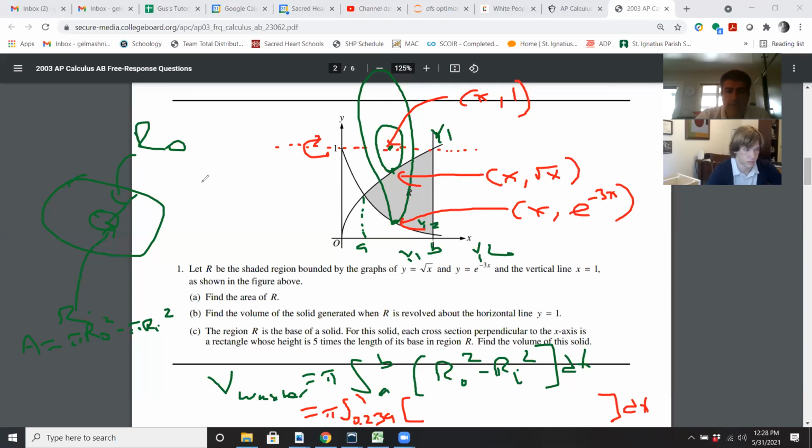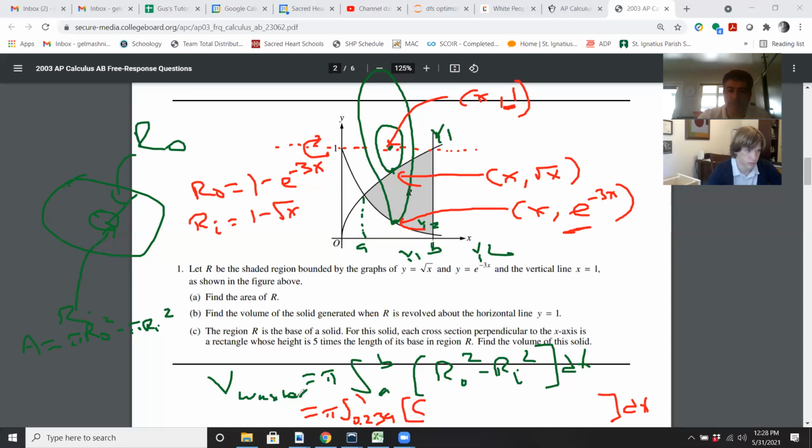So my outer radius is simply the distance from the y coordinate of the center to the y coordinate here. The y coordinate here, so it's going to be 1 minus e negative 3x. The inner radius is going to be 1 minus root x. Now if you had reversed it, if you said e negative 3x minus 1 and root x minus 1, it wouldn't matter because you're squaring anyway, but it's just going to kind of be proper, high minus low.